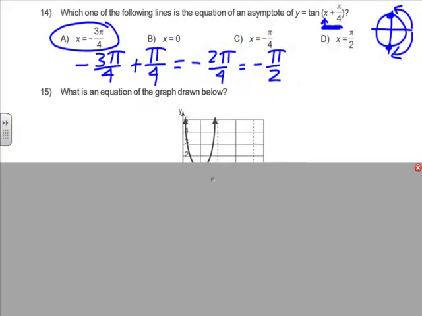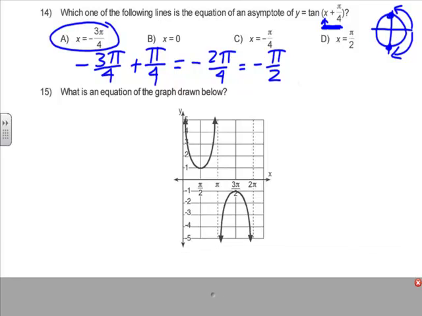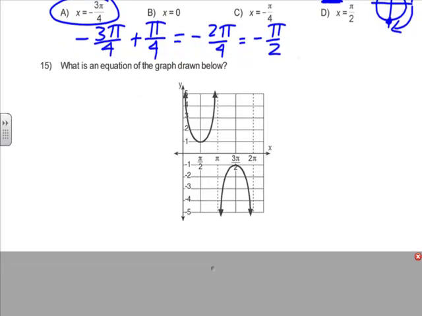Moving right along. Yet another beautiful graph to write an equation. What is an equation of this graph? I would suggest, hopefully you realize that it's either cosec or sec, and you could just use your calculator. But another way, if you want to think about it a little more without a calculator, is to realize that this graph does not exist at pi.